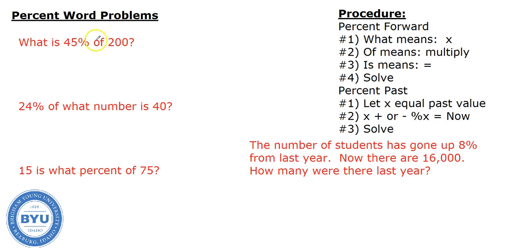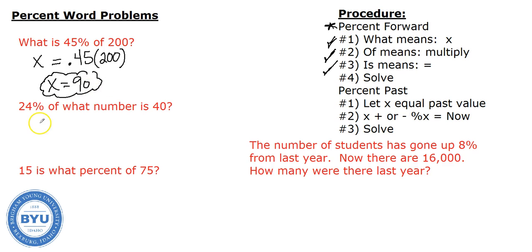What is 45% of 200? We're going to directly translate this. This is a percent forward problem because they're asking us what would it be? So what means X, is means equals. 45% as a decimal is 0.45. Of means multiply. These are all the translate things. And so we got times 200. So all we need to do for this problem is multiply 0.45 times 200 to get us the value, which is X equals 90.